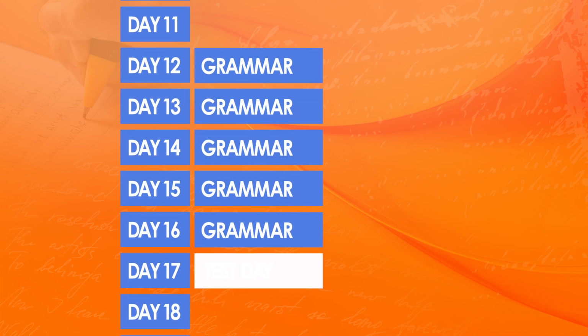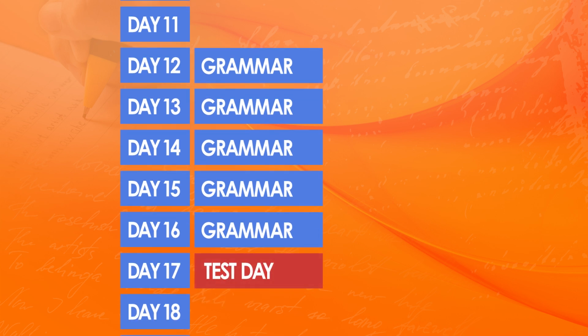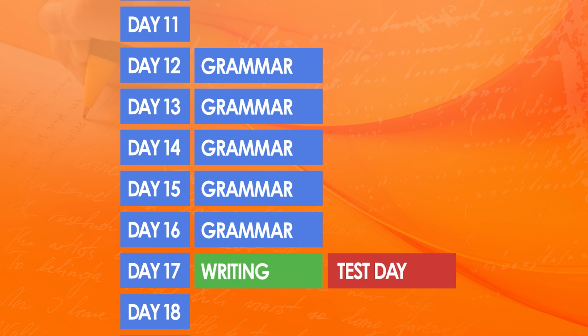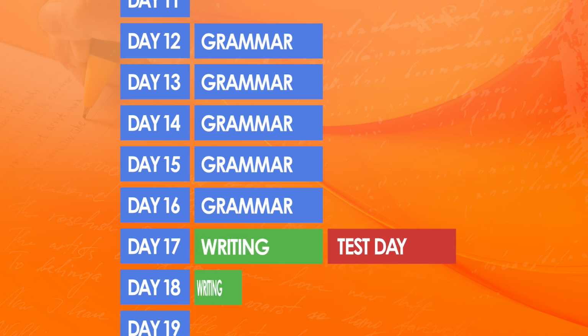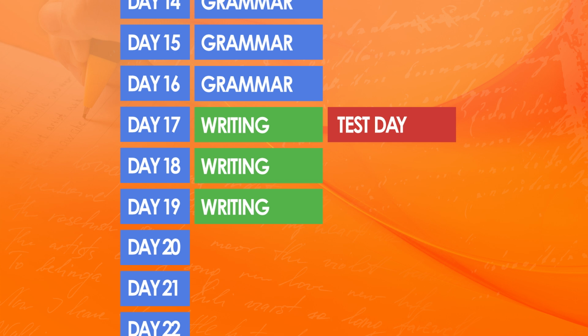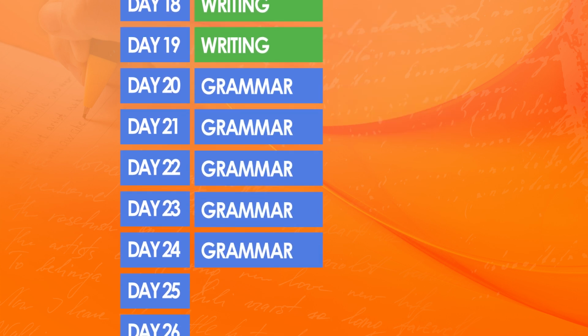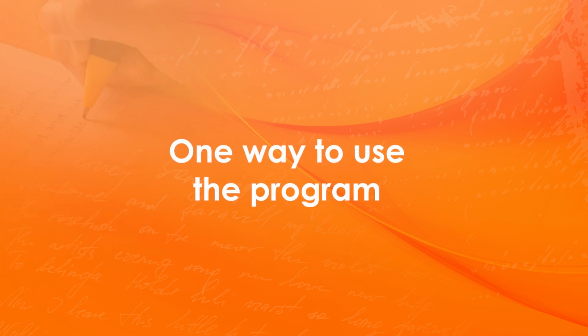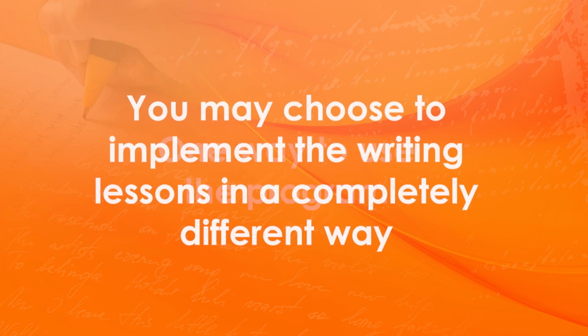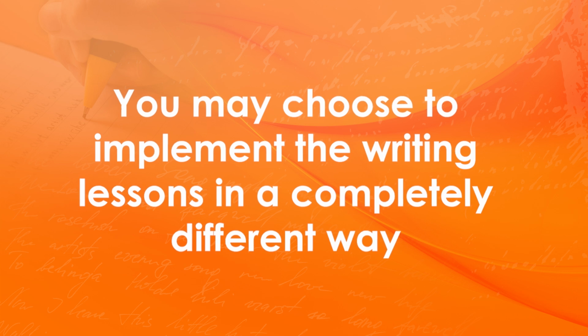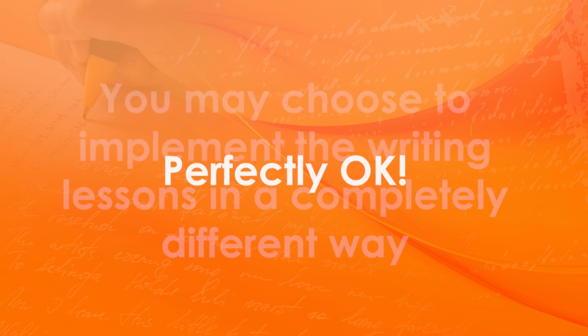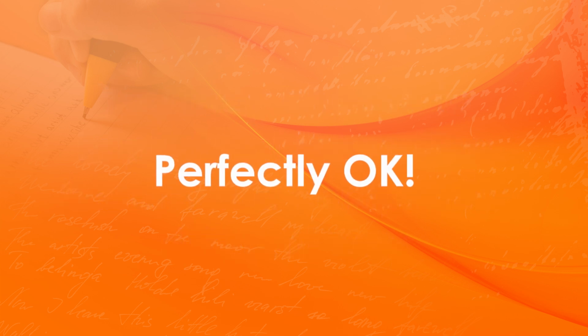The 6th day consists of a short grammar test, usually completed in about 15 minutes, and a short writing lesson. Sometimes there may be 1 to 3 more days of writing lessons before going back to the 5 consecutive days of grammar lessons, if following the recommended schedule. Now, this is just one way to use the program. You may choose to implement the writing lessons in a completely different way, and that is perfectly okay.